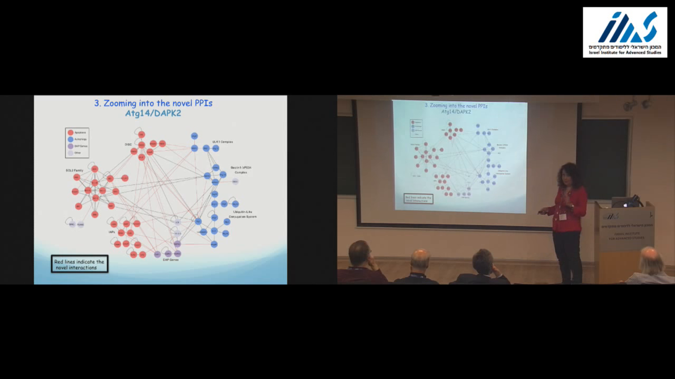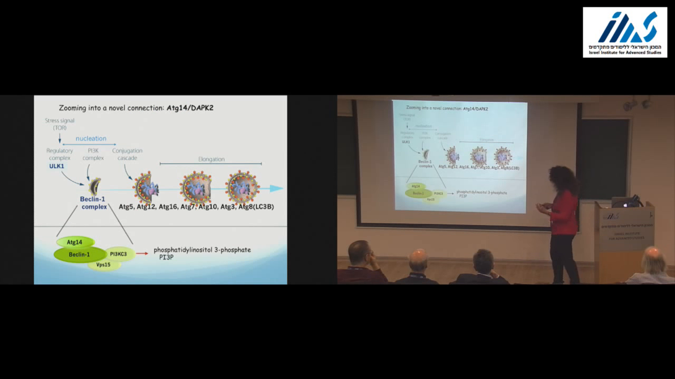The third milestone that I will focus and zoom into is discovering new interactions that were not known. And what we have done so far extensively, discovering the importance of DAP kinase 2, a serine-threonine kinase, interacting now with ATG14, a protein that sits in the nucleation phase of autophagy. What is the relevance of that? What is the importance of this interaction? So let me go through it step by step.